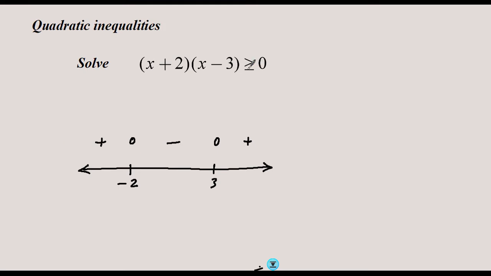I'm looking for something that is greater than or equal to 0. So let's represent our solutions. That's what I want. That is determined by the inequality sign. So how do I write my answer? There are 2 regions, so I have 2 inequalities. X is greater than or equal to 3, or x is less than or equal to -2.